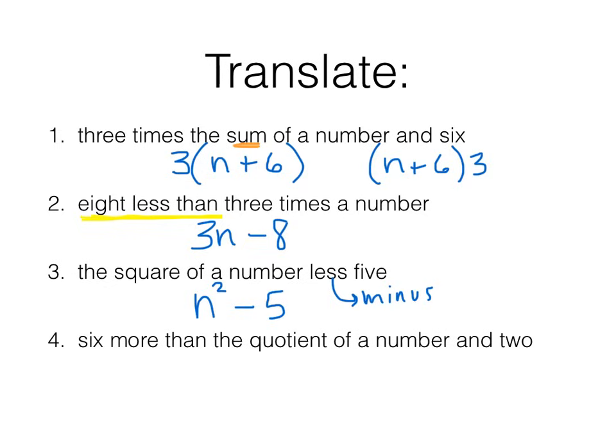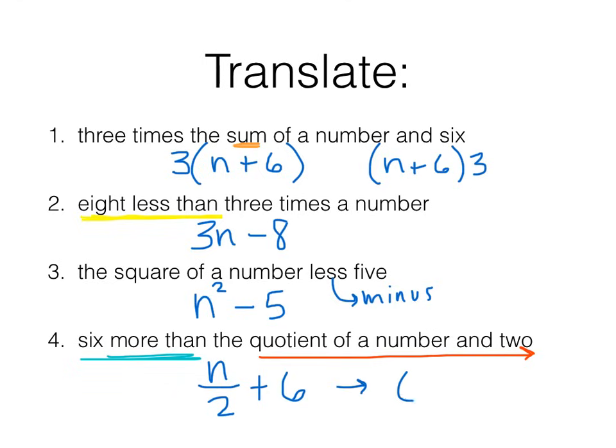6 more than the quotient of a number and 2. All right, 6 more than. So 6 more than means I'm adding 6, so plus 6. Or I could do 6 plus, doesn't matter. The quotient of a number and 2. We learned in the previous slide that we read that straight across, but we write it straight down. So it could also be 6 plus the quotient of a number and 2, because both of those mean the same thing because of the commutative property with addition.